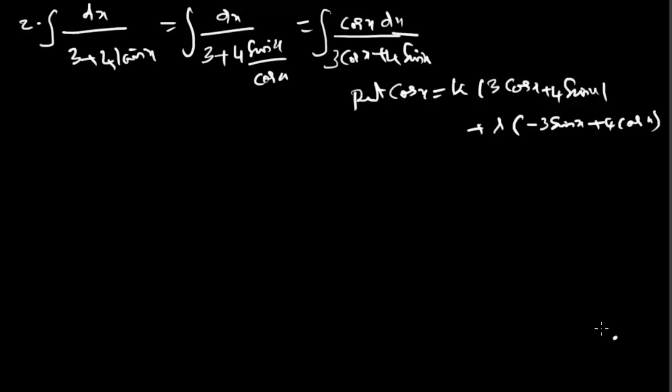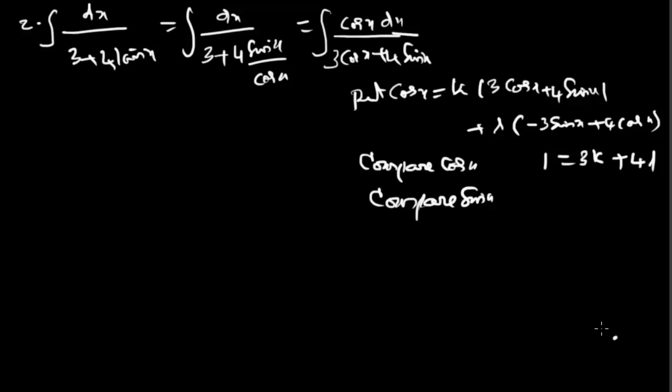Now how to calculate k and L? Compare cos x. You get here 1 cos x is there, so 1 is equal to here 3k and here L into 4. That is 3k plus 4L. Now compare sin x.